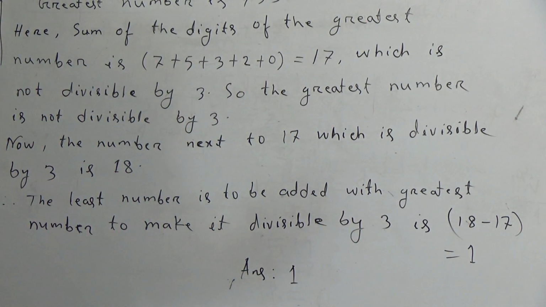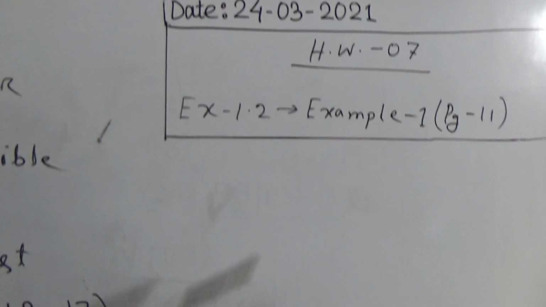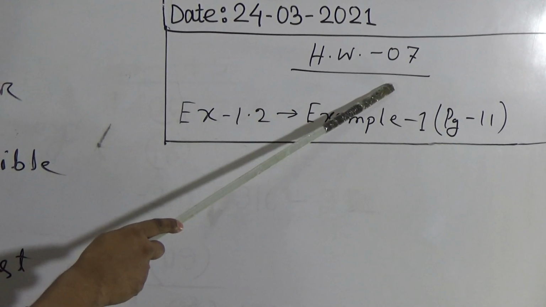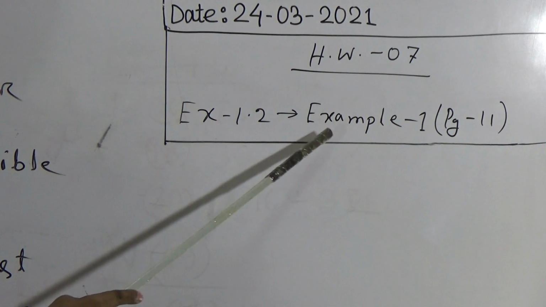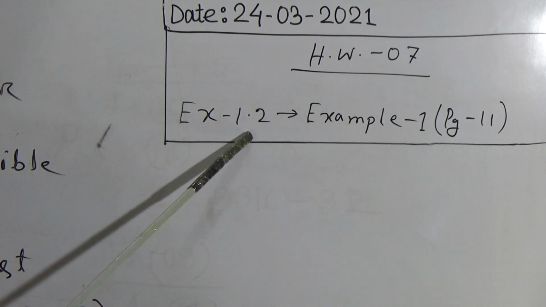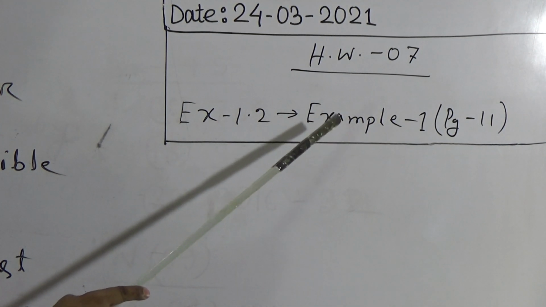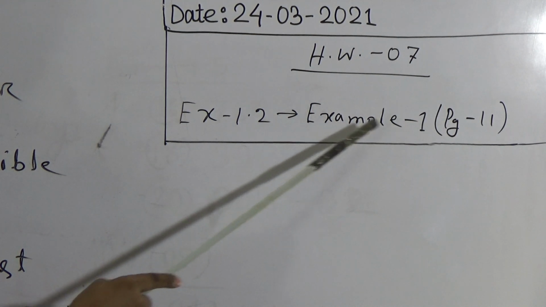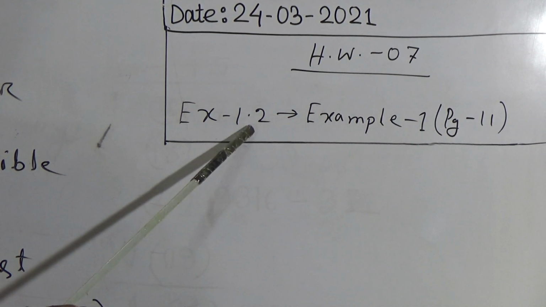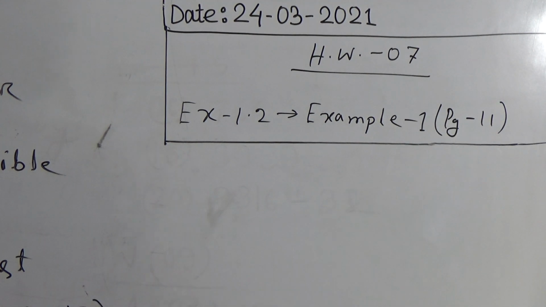Dear students, we have finished our today's CW. Now I will give you SW. Our today's SW, this is SW number 7, and today's SW is example 1 from exercise 1.2. Again, I will tell you, example 1 from exercise 1.2, and this is from page number 11.